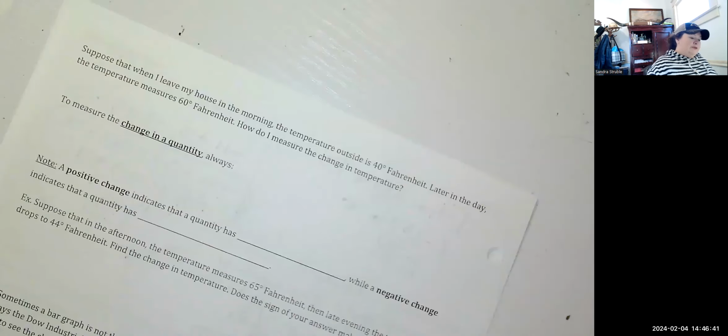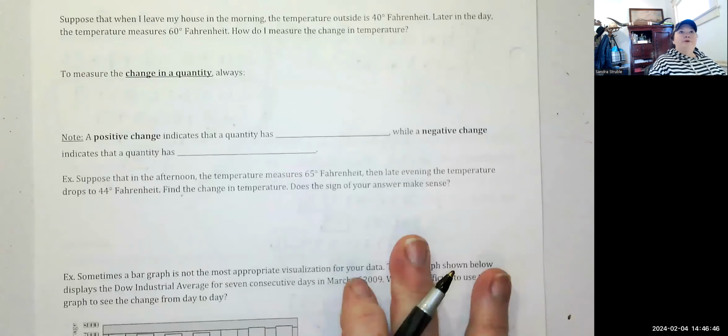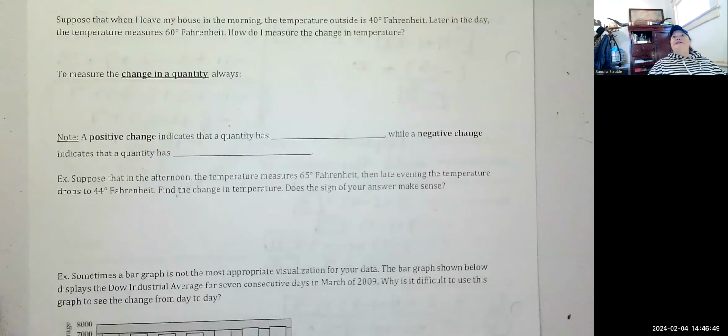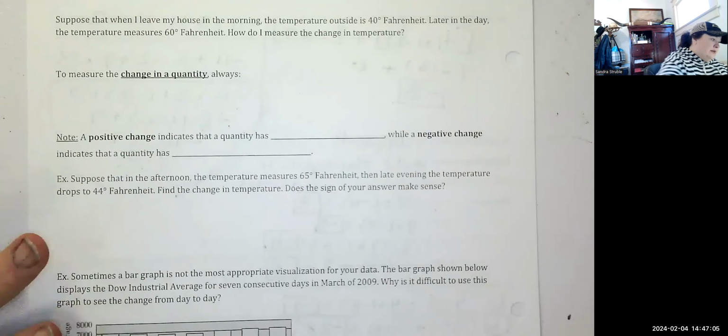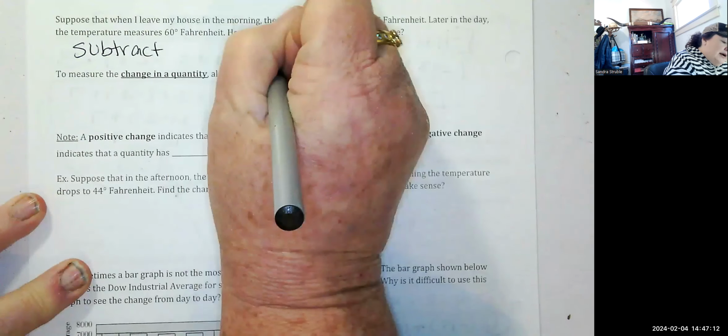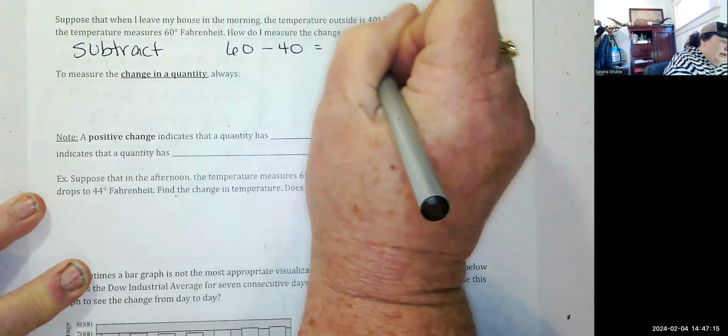All right, last page for lesson 8 is suppose that when I leave my house in the morning, the temperature outside is 40 degrees Fahrenheit. Later in the day, the temperature measures 60 degrees Fahrenheit. How do I measure the change in temperature? So when you're wanting to measure a change in something, you're wanting to subtract. You're wanting to know the difference. So you're going to have to subtract the two numbers. So 60 minus 40 is 20.